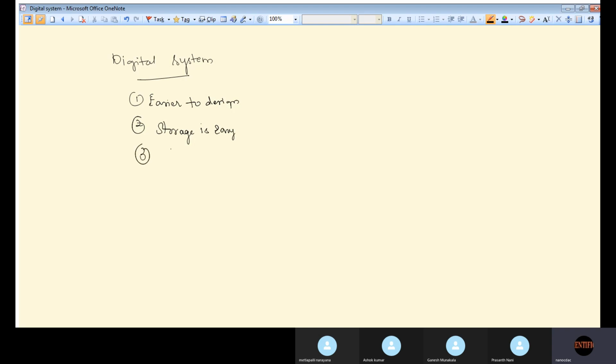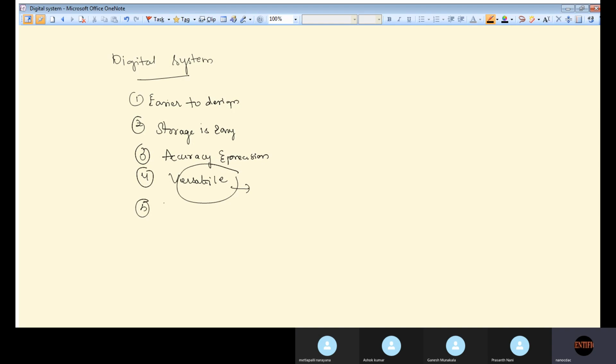The next one is accuracy and precision. We can maintain the accuracy, so in terms of accuracy and precision, digital systems are beneficial. Next, they are more versatile and easy to use. Versatile means the operation is controlled by stored instructions, which is called a program, so they are programmed very easily.